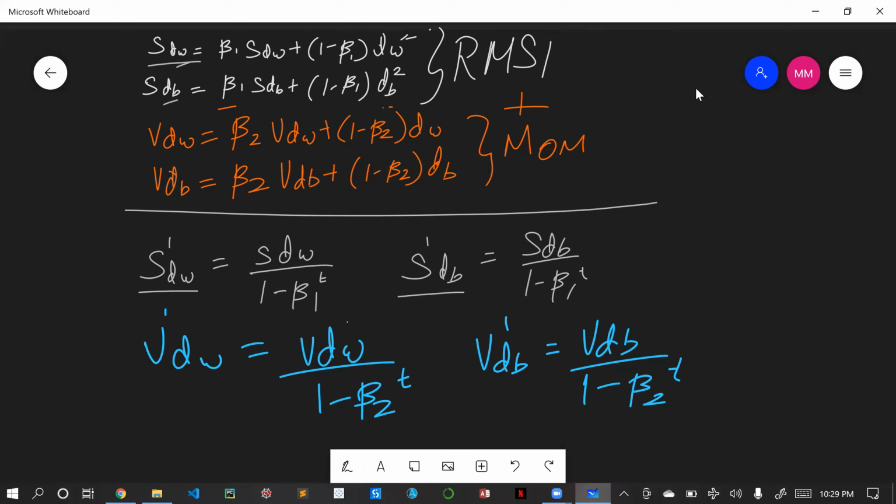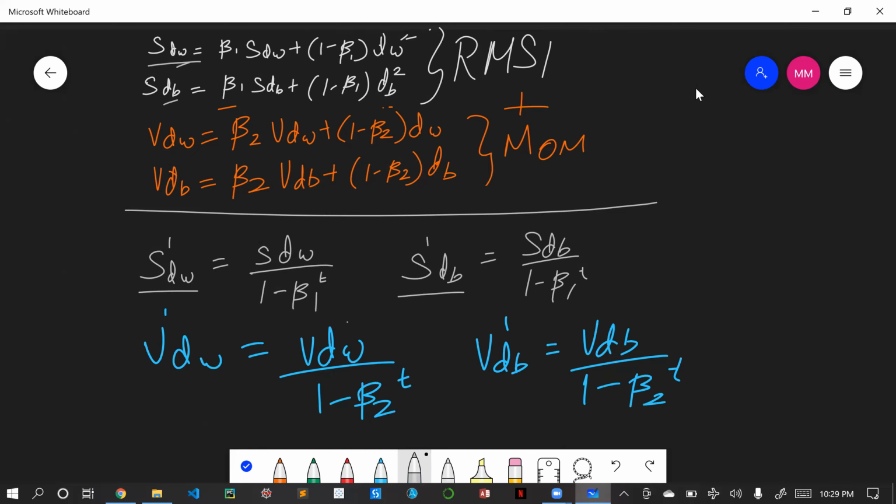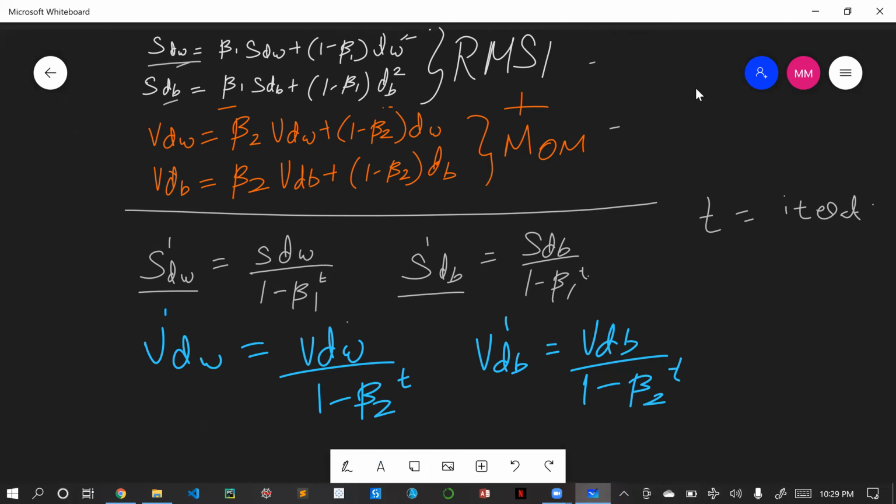This was our initial RMSprop, and this was our initial momentum. Now we have corrected these values with respect to t. Again, t is a hyperparameter, so we can also say it is an iteration. Now we have two values, the old value and the corrected value. By using the corrected values, we need to find the Adam optimizer's equation.